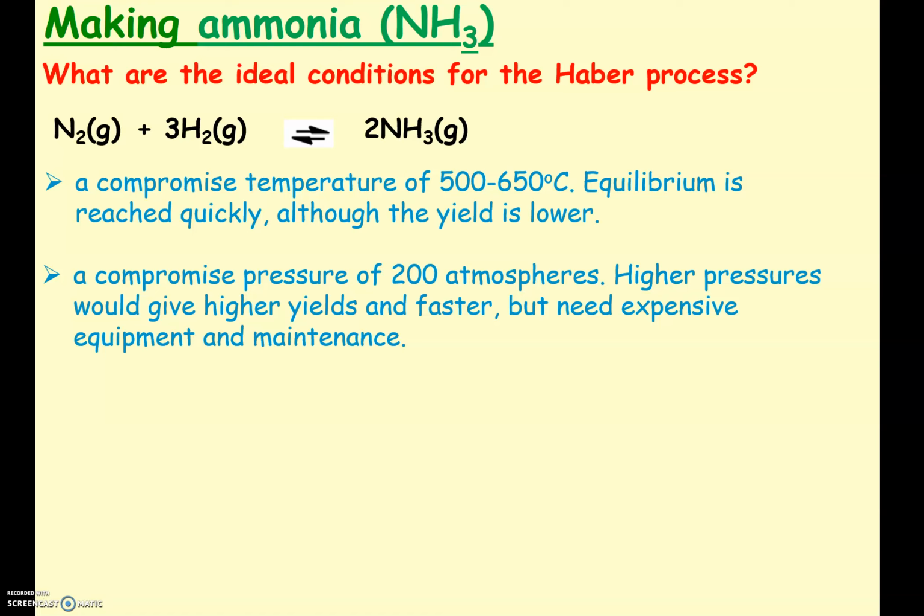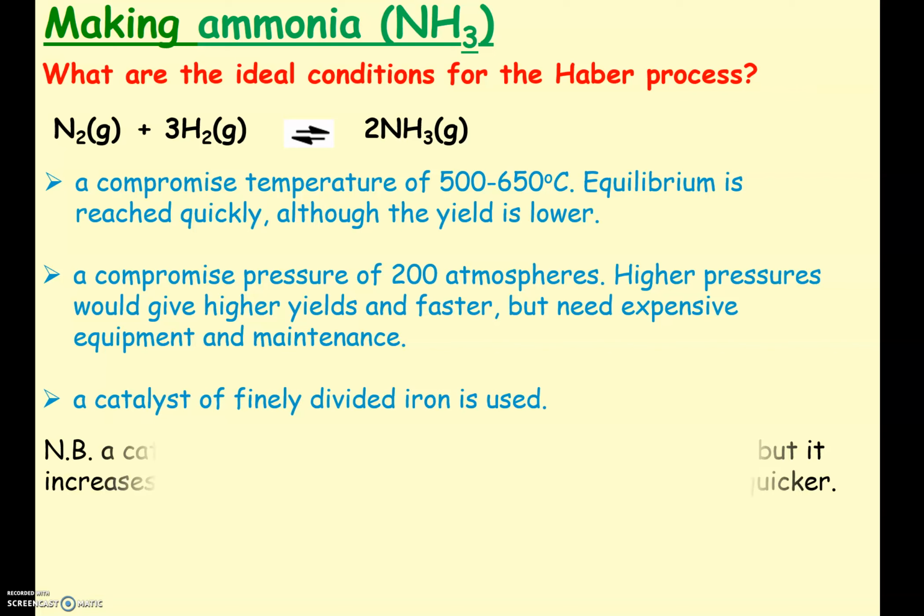A compromised pressure of 200 atmospheres. Higher pressures would give higher yields. So that pressure could be higher and you would get more from it, but the cost of it would be too great. And a catalyst of finely divided iron is used.